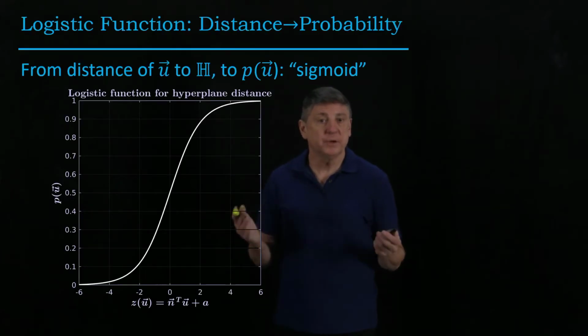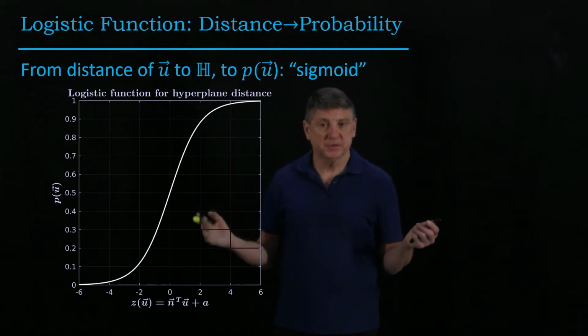Welcome. In this session in linear data analysis, we'll explore some of the properties of the logistic function. We use this function to map the score of a data vector to the probability that it's in the positive half space of a hyperplane. When we graph this data, this is what we see.